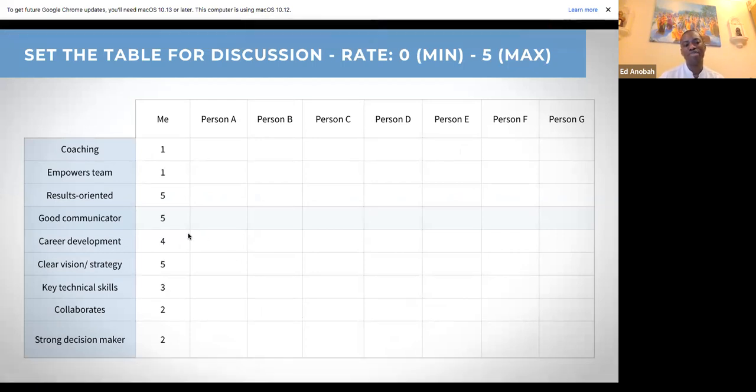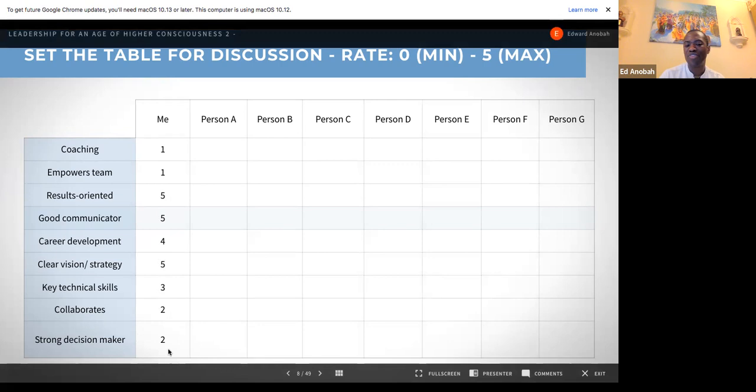So I was just playing around with these numbers. For example, if I'm evaluating a person, I may find that in terms of coaching, maybe they've got very little experience, so they're a 1. So it's close to minimum, right? And empowering team, they're not very good at that. They're a 1. But they could be incredibly good at being focused on results, so they are a 5. They may have good communication skills, a 5. Now, they may not be so good at actually developing careers. Although they may be good, but not brilliant, but good, so they're a 4, near a 5. They may have excellent strategic thinking and visioning. Technical skills may be somewhere in the middle. Collaboration may not be so strong, and they may not be such a strong decision maker.